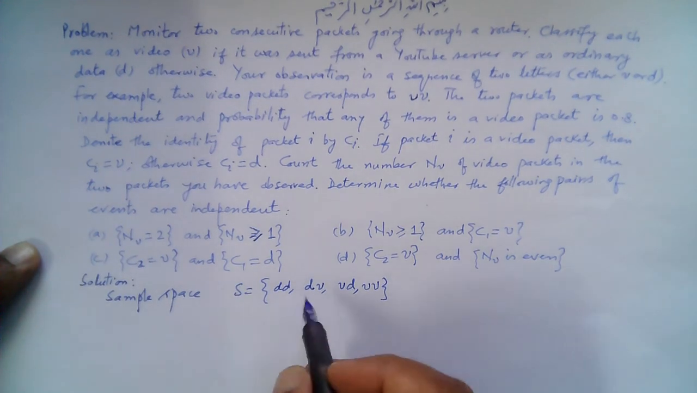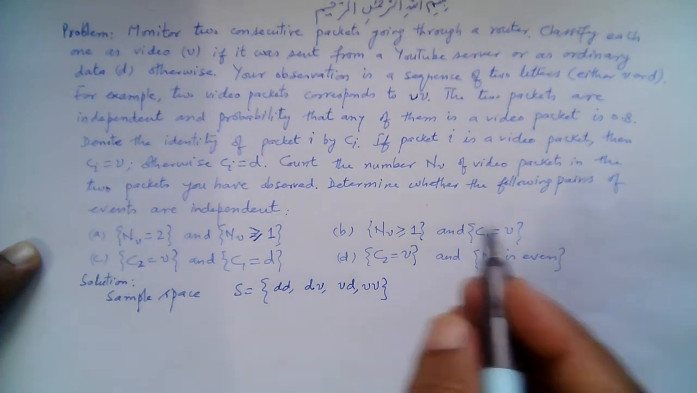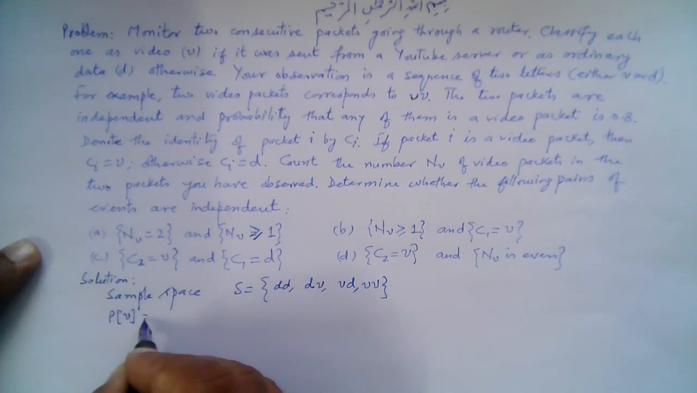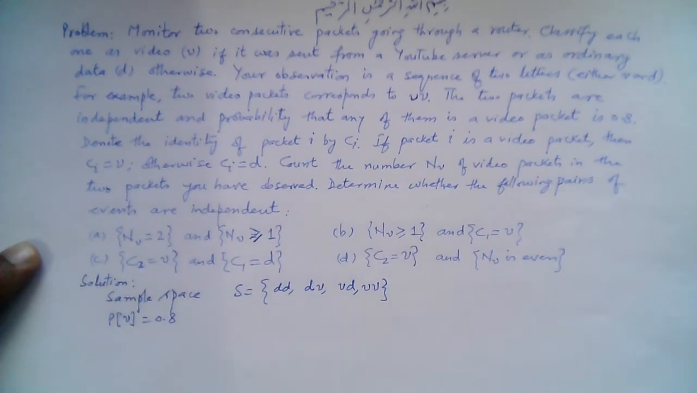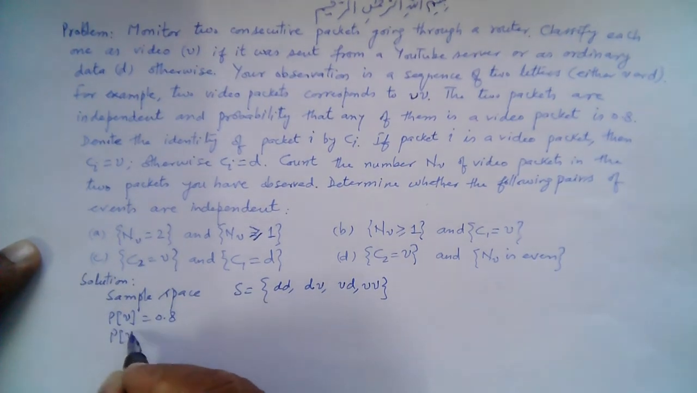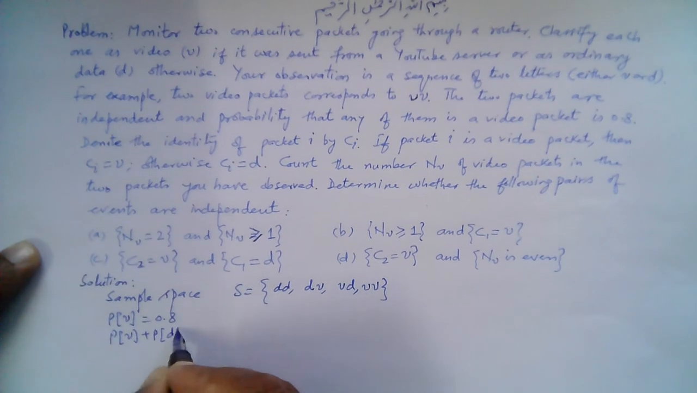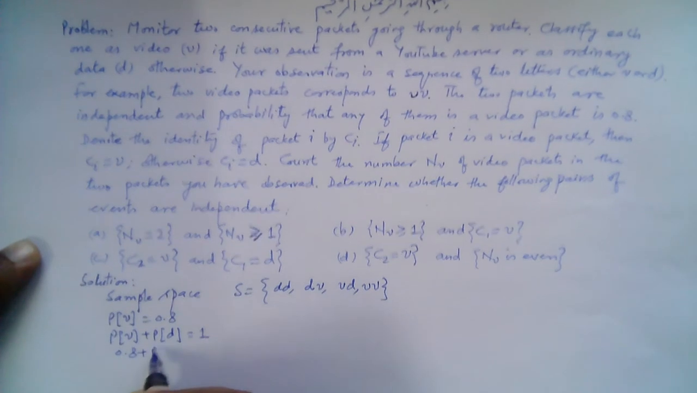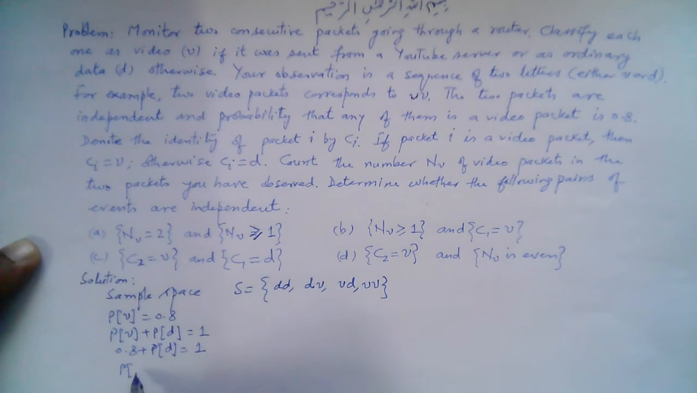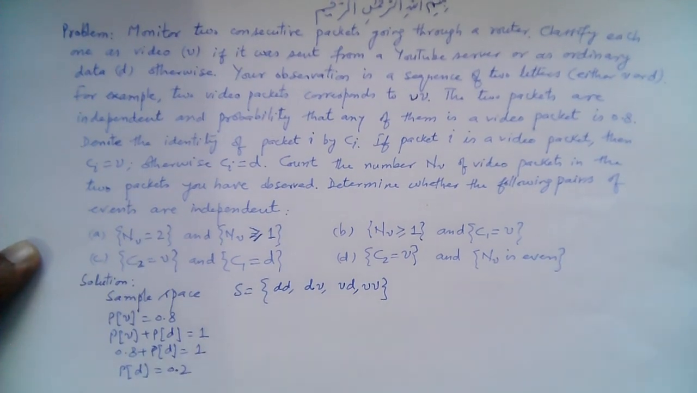And it is given that the two packets are independent, and the probability that a packet is a video packet is 0.8. But the packet can be either video or data. So it means that probability of video plus probability of data should be equal to 1. So that means 0.8 plus probability of data is 1, and the probability of a data packet is 0.2, right?